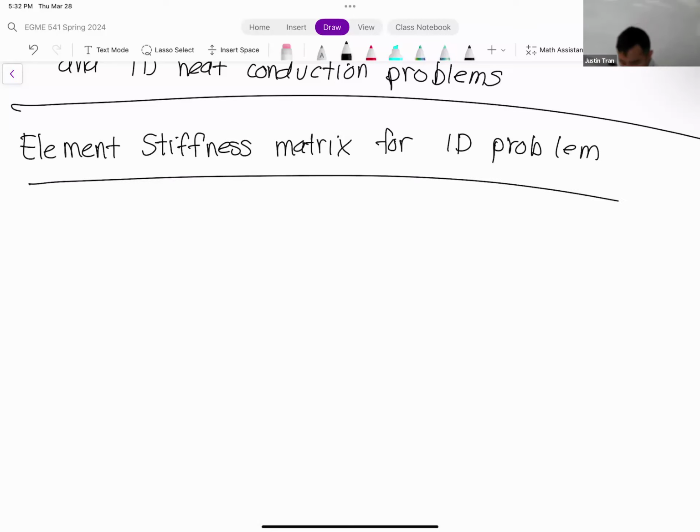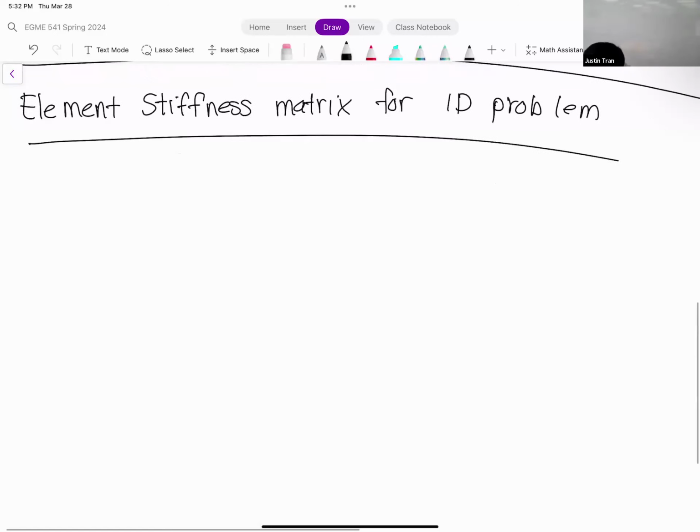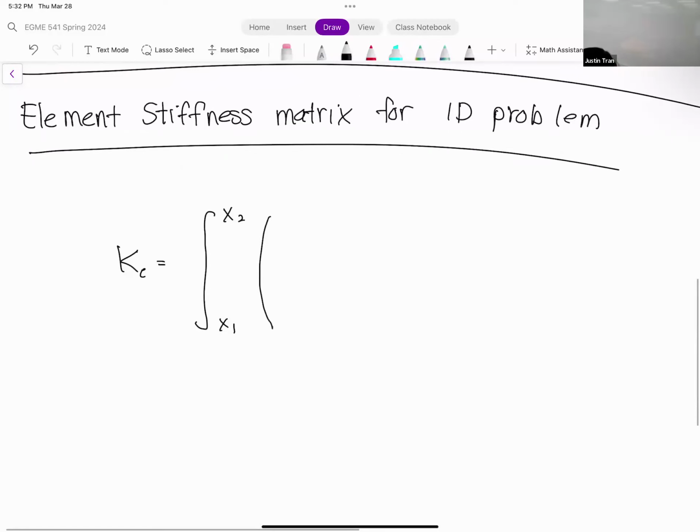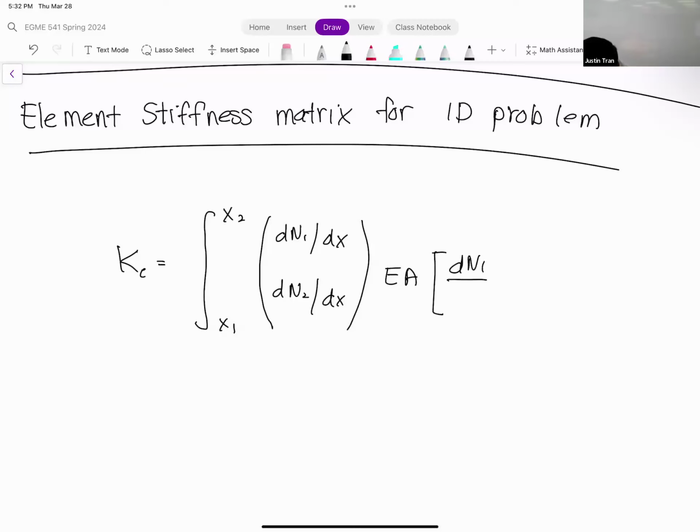Our element stiffness matrix, KE, is equal to the integral from x1 to x2. And we have a vector multiplication on the inside. First we have a column vector, dN1/dx, dN2/dx, multiplied by E times A, multiplied by a row vector, dN1/dx, dN2/dx, all integrated by dx.